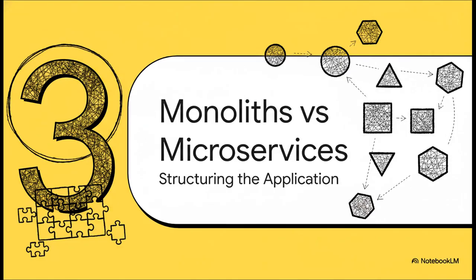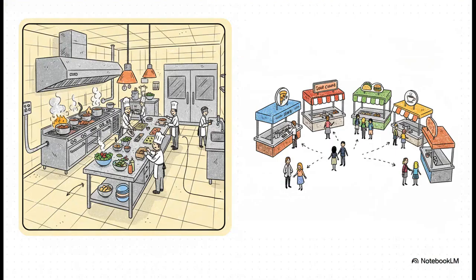All right, tool number 2, and this is a big one. It's about the fundamental structure of your entire application. Are you going to build it as one single massive unit, or are you going to break it up into a bunch of smaller, independent pieces? This analogy just explains it perfectly.